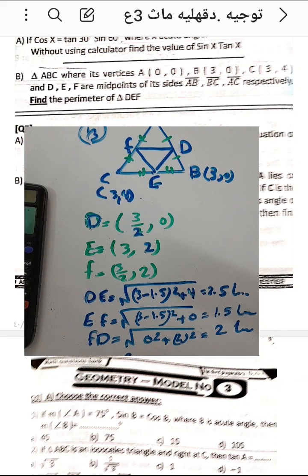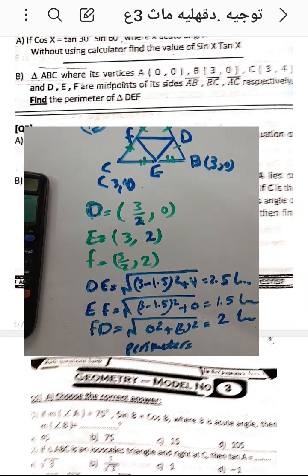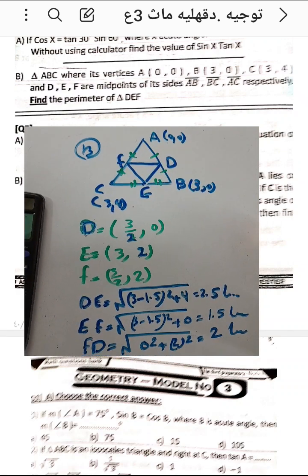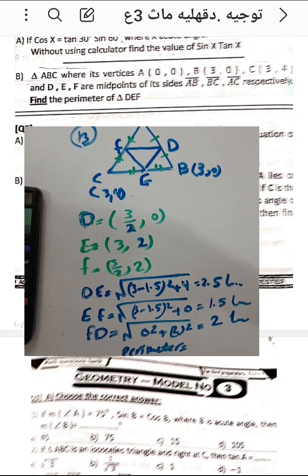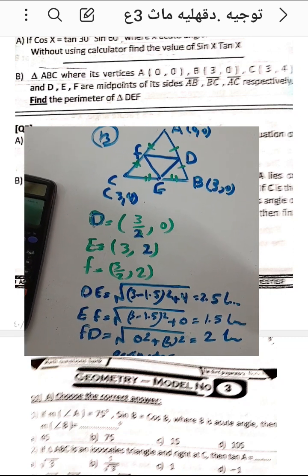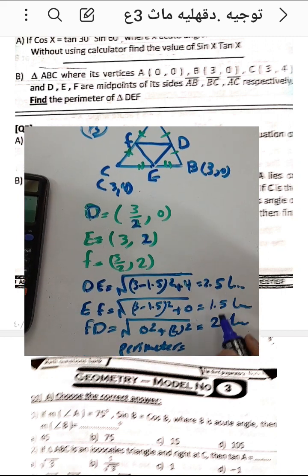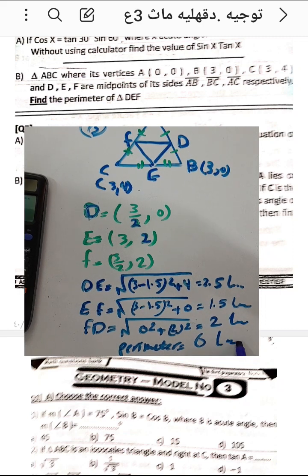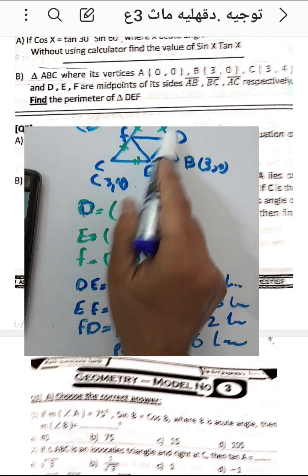Then the perimeter equals, we must add all values here. We must add 3 values here, okay? Find the perimeter. Add 3 numbers: 2.5 plus 1.5 plus 2. It will be 4 plus 2 equals 6. 6 length unit. So remember about this triangle EFD.